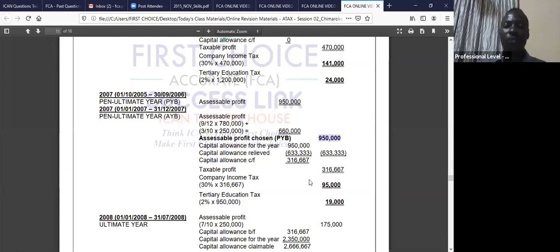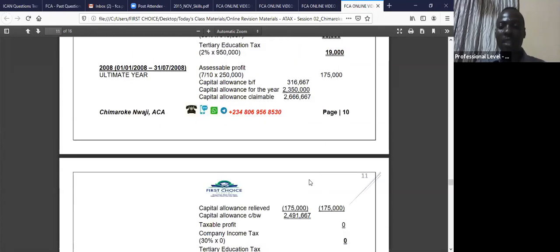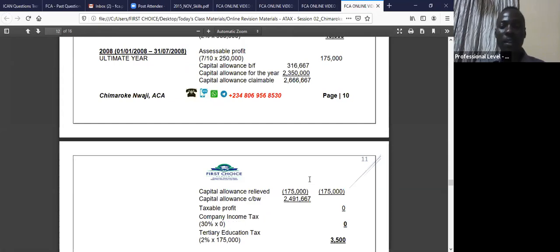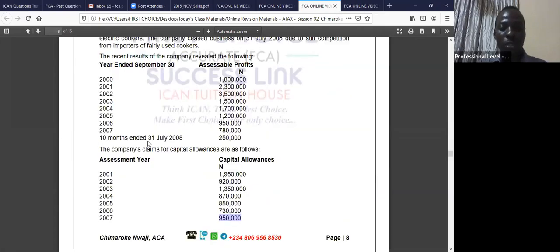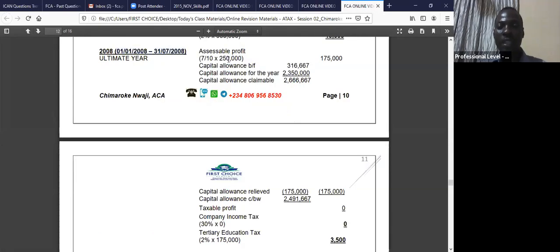Okay, now that we've done the penultimate year, let's go to the next interesting one, which is the ultimate year. The ultimate year is always actual year basis. So it's going to be January 2008 to July 2008. How many months are involved in this basis period? 7 months. And we are given a basis period of 10 months to take from. So we are going to take 7 out of 10. That's why we see 7/10.